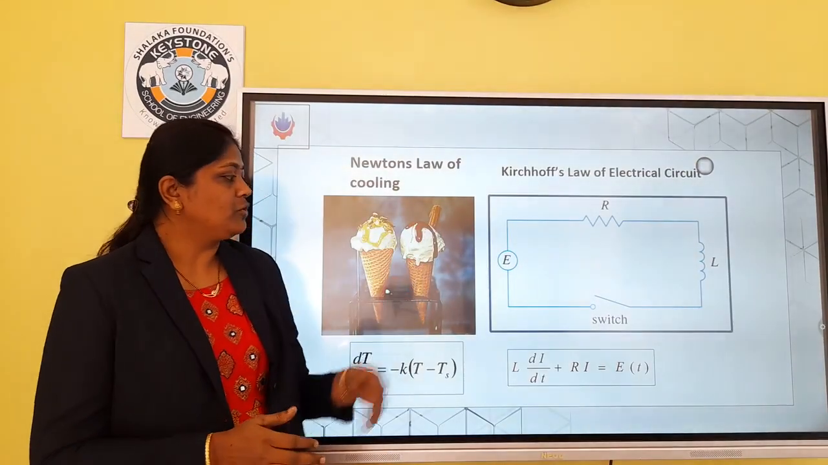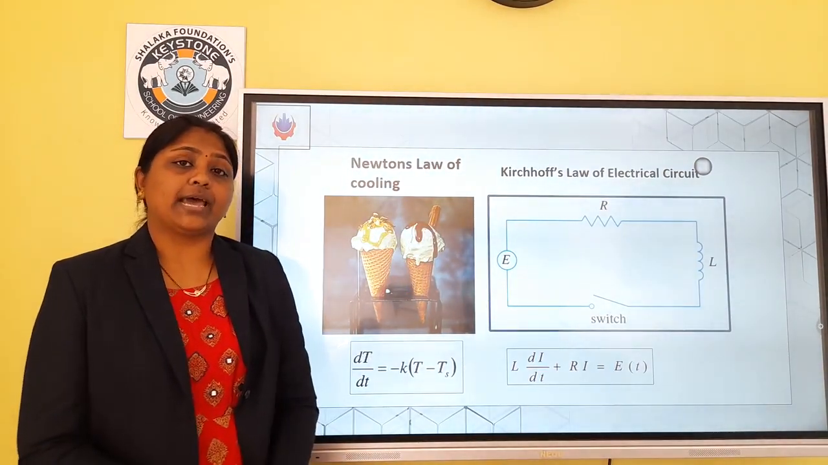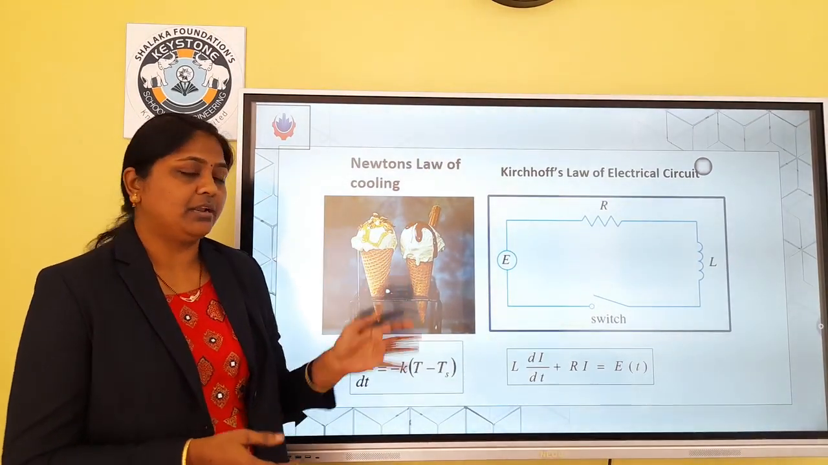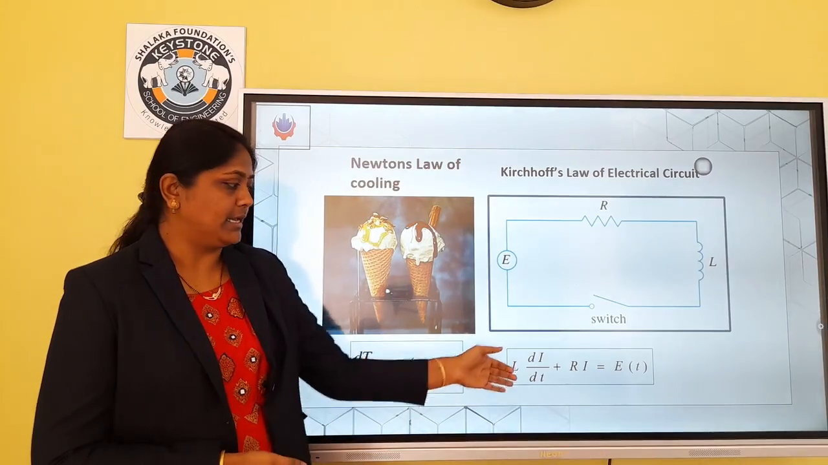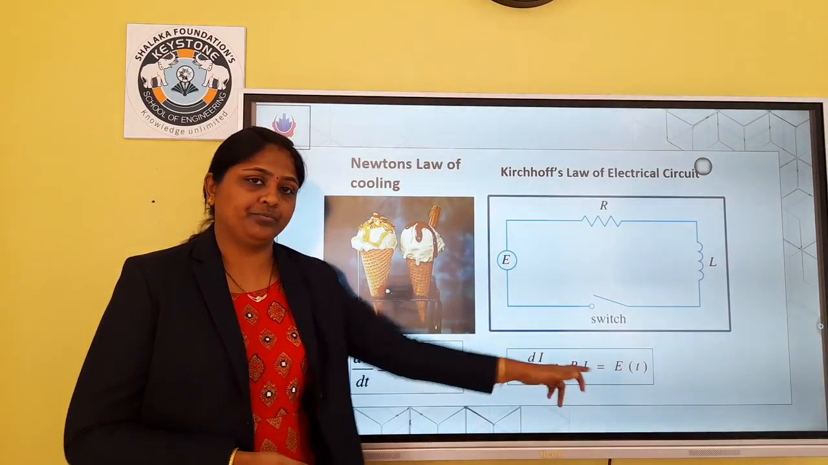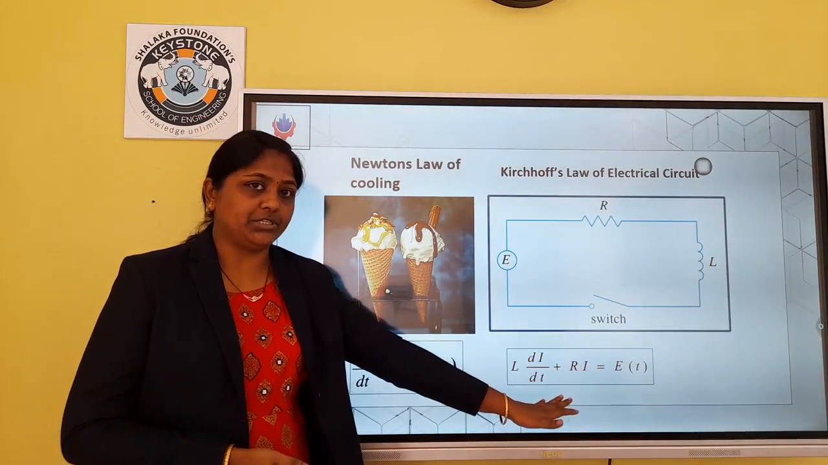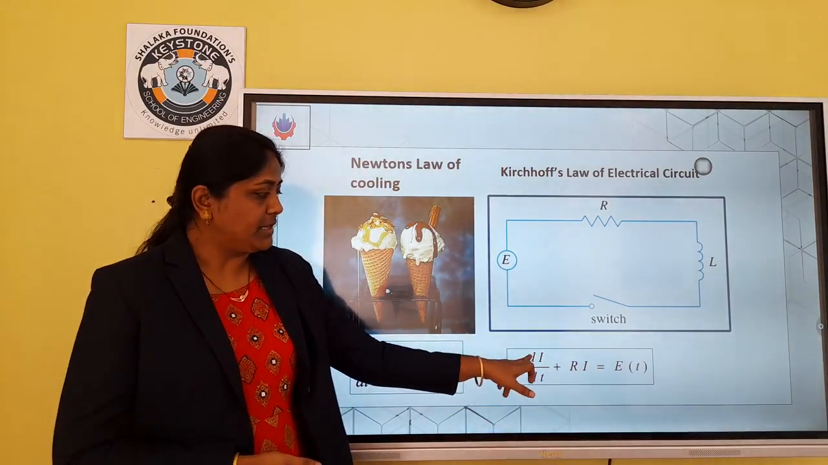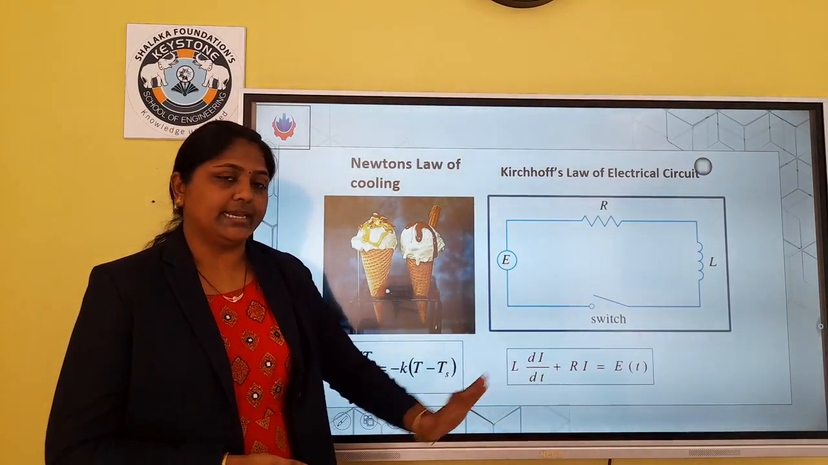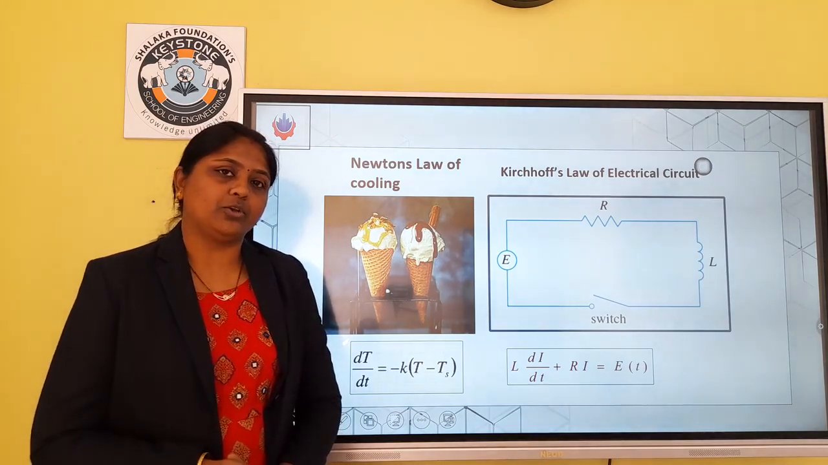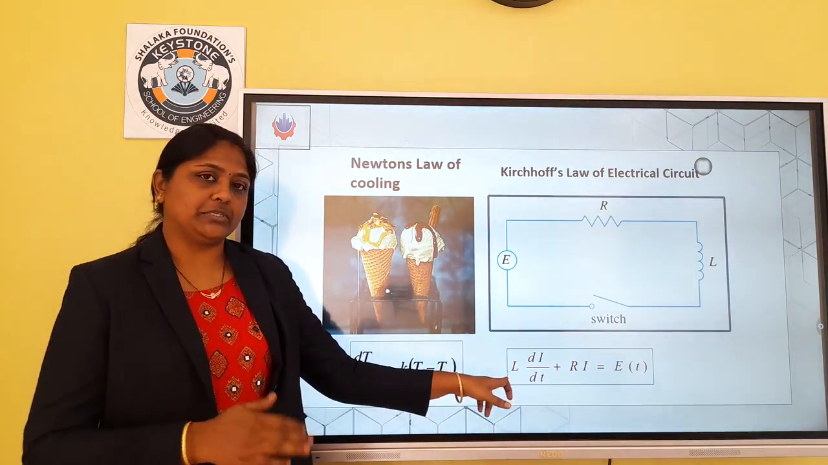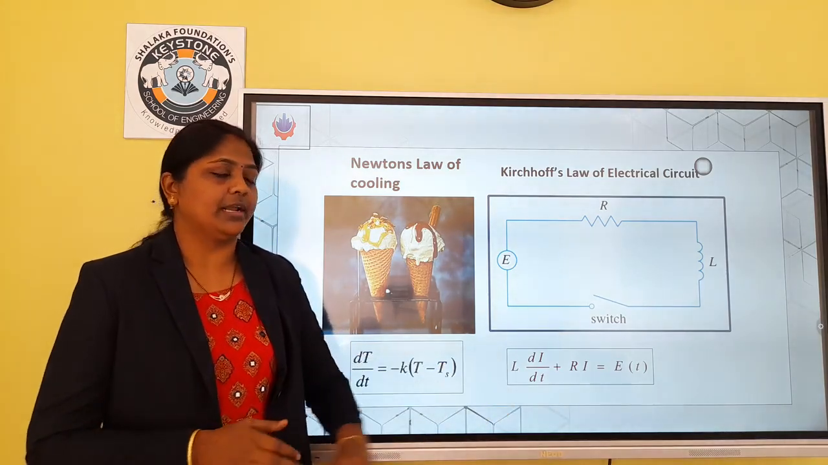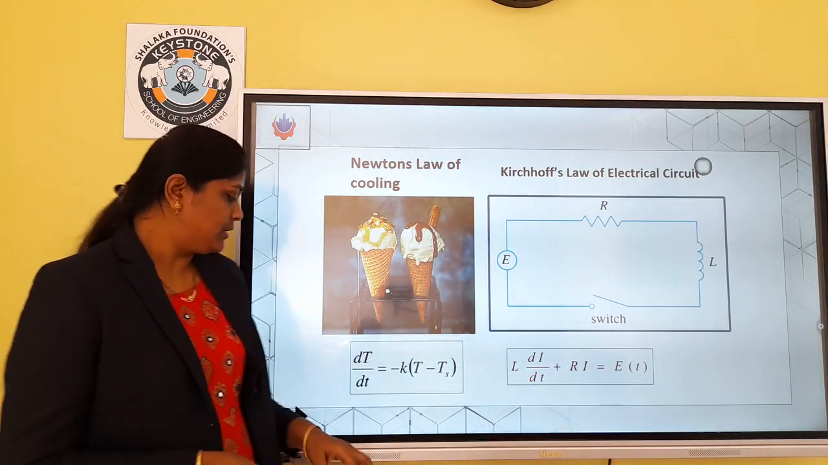Now, by using Newton's law of cooling also, we can find the time when ice cream will completely melt. In an electrical circuit, we can find the current in the circuit by using a differential equation. Again, the question: is it a differential equation? Yes, it is, because it contains di by dt, the derivative of I with respect to time. So if you solve this differential equation using the linear differential equation method, you can find the current in the circuit.